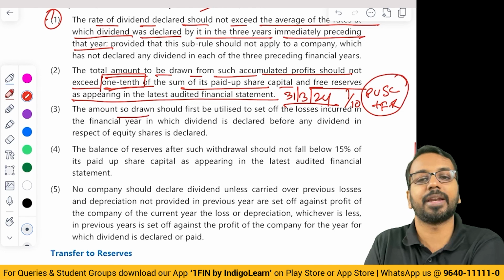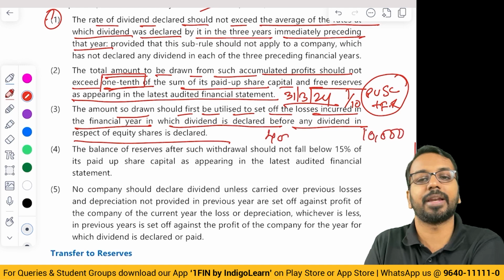Then the amount drawn should first be utilized to set off the losses incurred in the financial year in which the dividend is declared, before any dividend in respect of equity shares is declared. So whatever amount I have withdrawn, if I have made losses in the current period, first I should offset those losses, and only if a balance is left, I can pay. For example, if I have withdrawn 10,000 from reserves and the current period loss is 4,000, then 10,000 minus 4,000, only 6,000 I can declare.